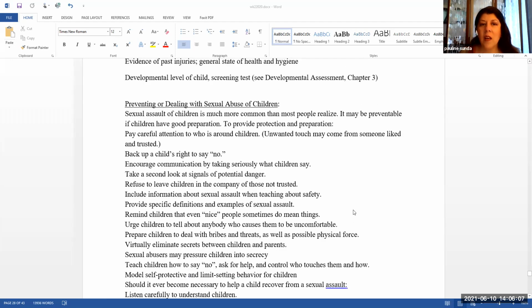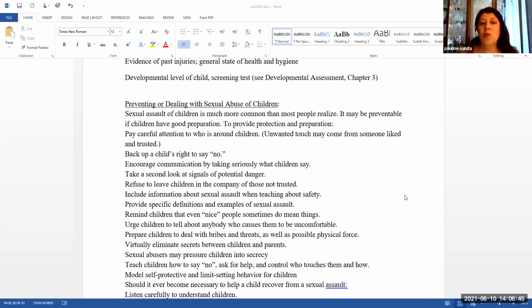What can we do to prevent, or if it unfortunately happens, how can we help families cope with a child who has been sexually abused? Again, it's truly unfortunate. Sexual assault of children is much more common than most people realize. It may be preventable if the child has good preparation. To provide protection and preparation, you really want to pay attention to who is around the child. Let them know that unwanted touch can come from somebody that is liked and trusted.